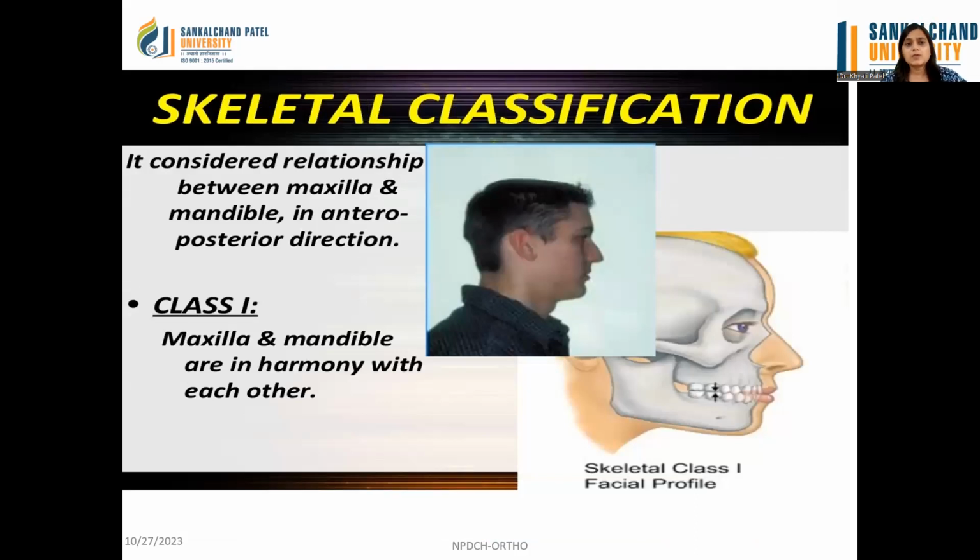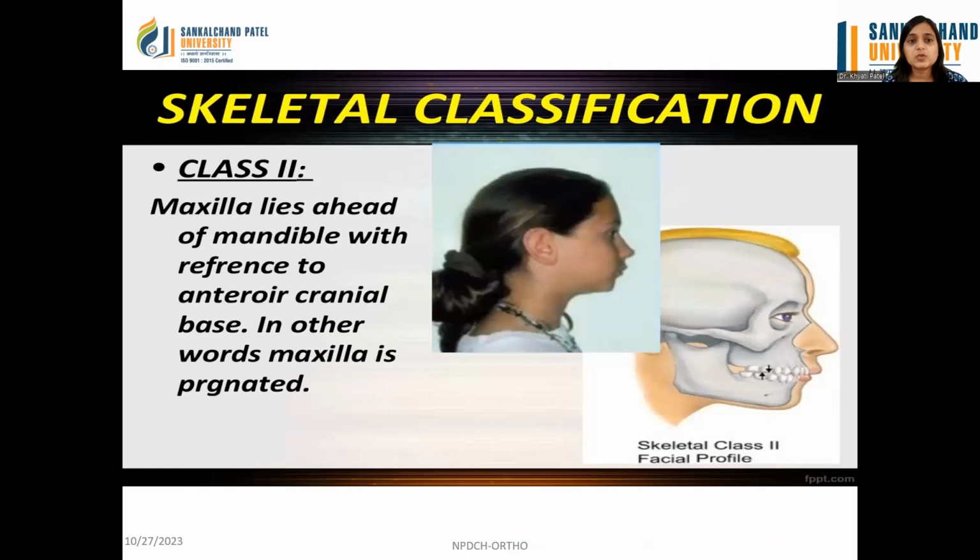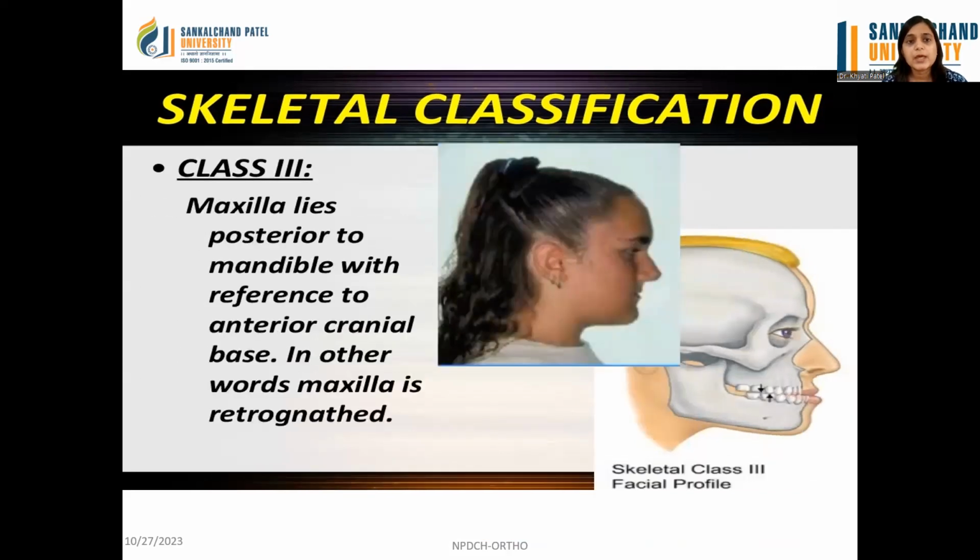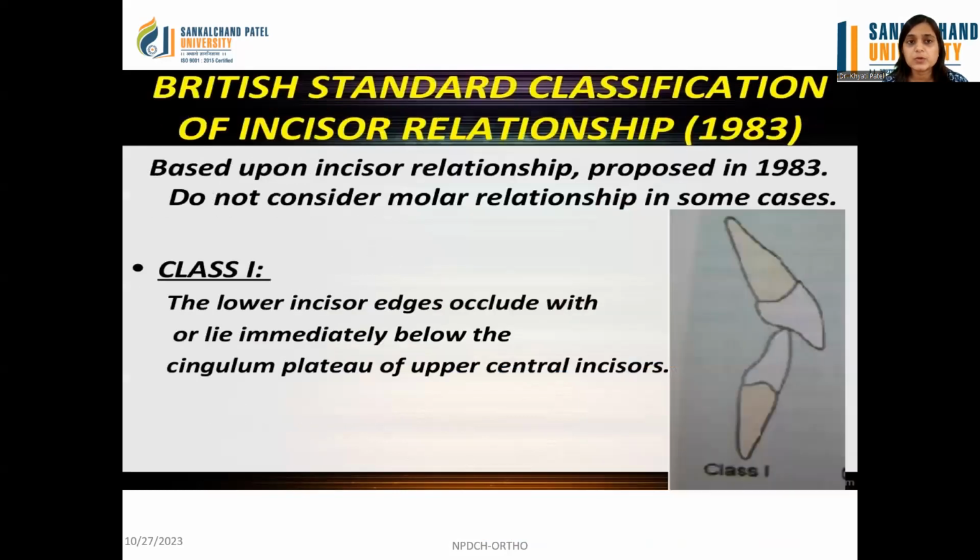Now, when we talk about skeletal classification, it is divided into class 1, 2 and 3. Basically, it classifies the maxilla and mandible by their anteroposterior relationship. In class 1, the maxilla and mandible are both in harmony with each other. In class 2, the maxilla lies ahead of the mandible, so there is a prognathic maxilla or retrognathic mandible or a combination of the two. In class 3, the mandible is forwardly placed and the maxilla is backwardly placed. So the maxilla is retrognathic, the mandible is prognathic, or a combination of both.